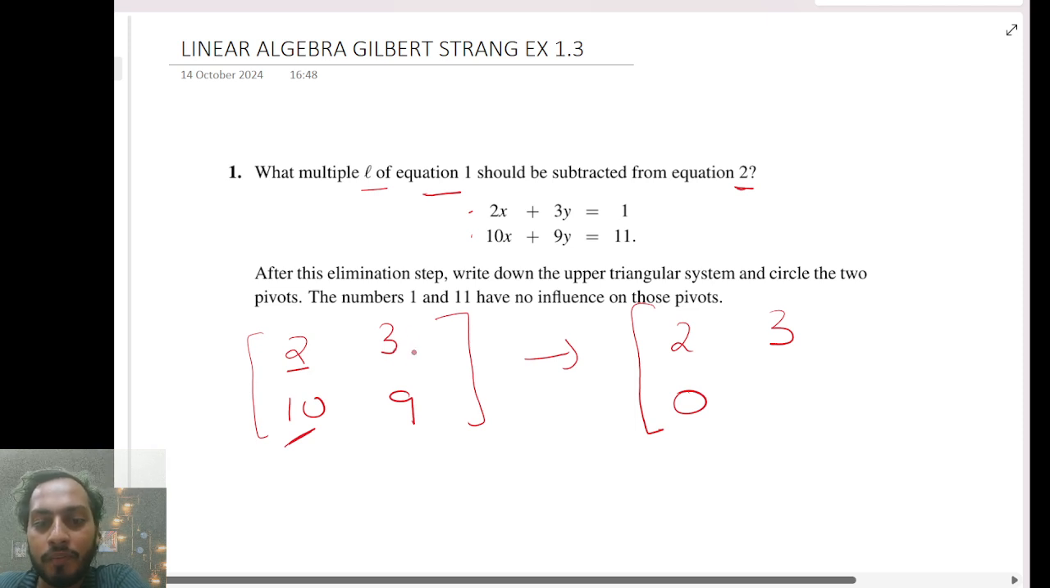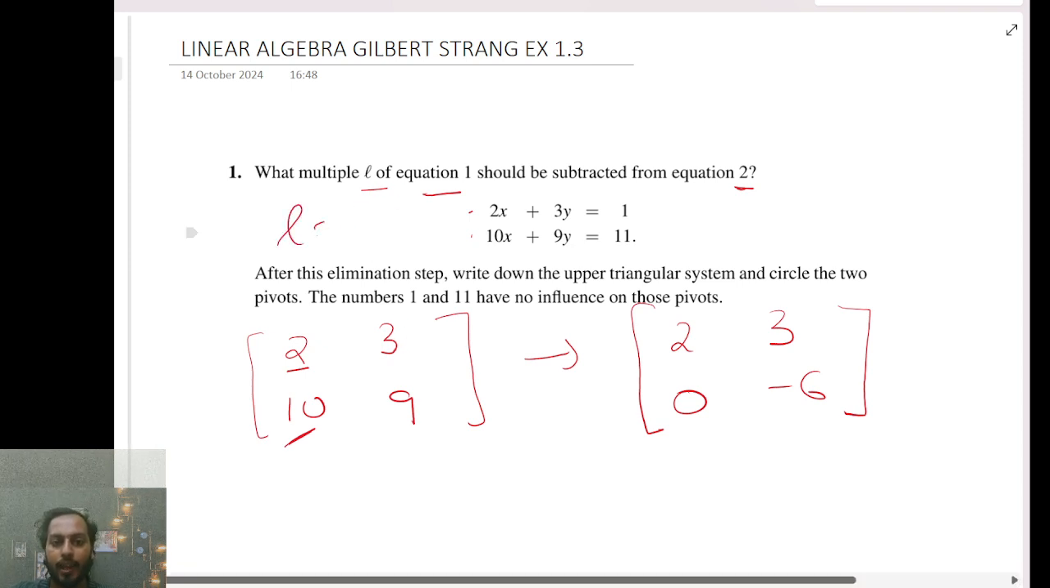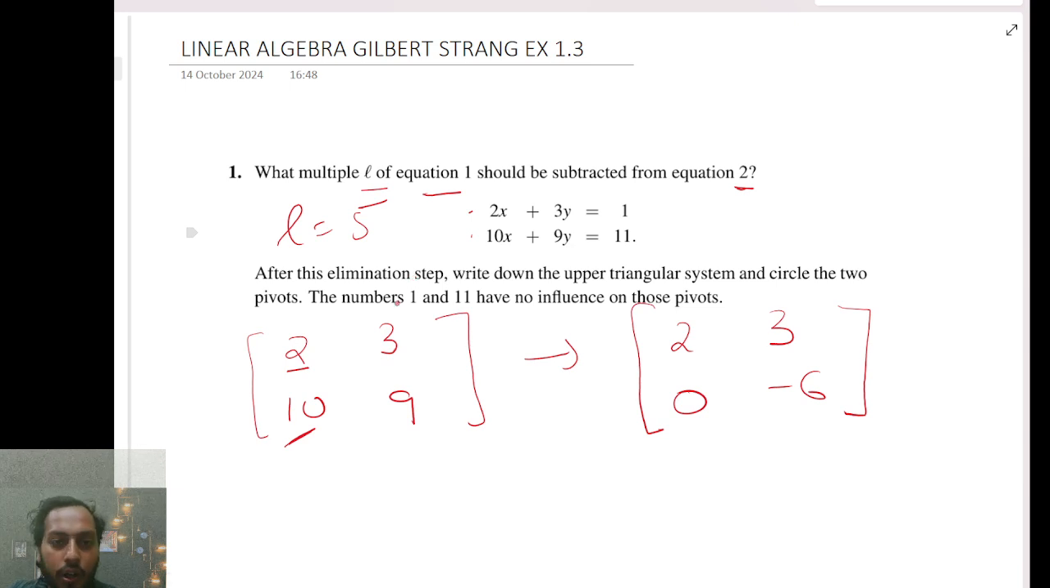And what will the other entry become? 5 times 3 is 15, and 9 minus 15 is minus 6. So I take 5 times the first row and subtract it, and it becomes 0. So 5 is the multiple, so I can say l would be 5, right? And now it's an upper triangular matrix, which Gauss wants in every case. The first step is done.